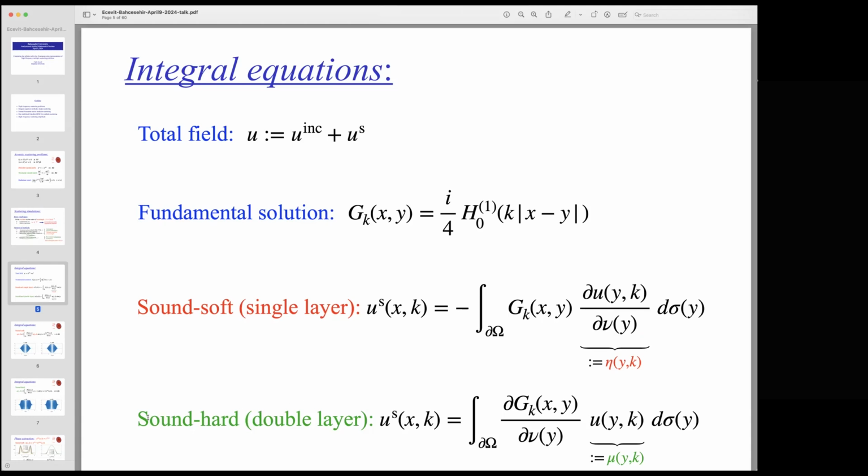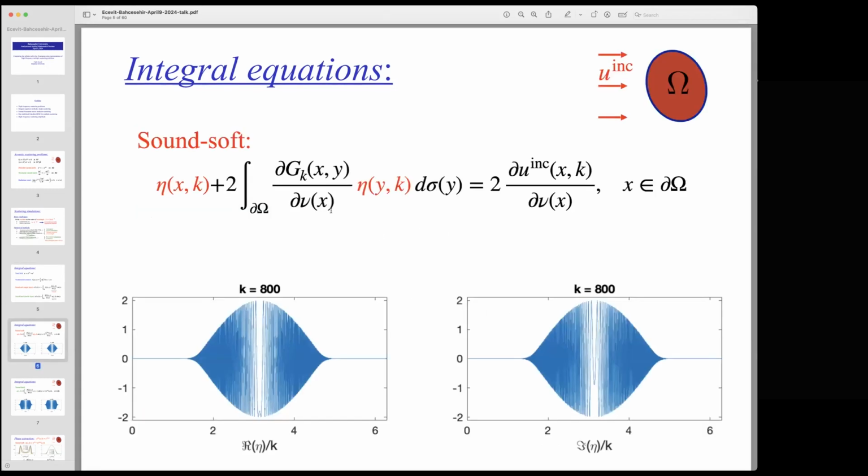When you consider the Neumann boundary condition, which is also known as the sound-hard boundary condition, the scattered field admits a double layer representation, and the new unknown in this case is mu, which is the total field on the boundary of the scatterer this time. So these unknowns, eta, the normal derivative of the total field, written in red here, can be represented as the solution of certain integral equations. There is an extended literature on generating well-conditioned, uniquely solvable integral equations. I'm just writing here a basic integral equation.